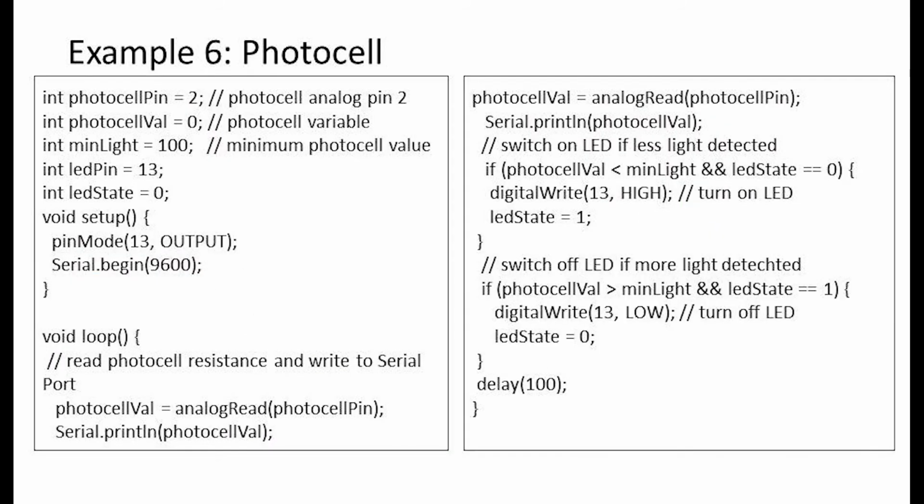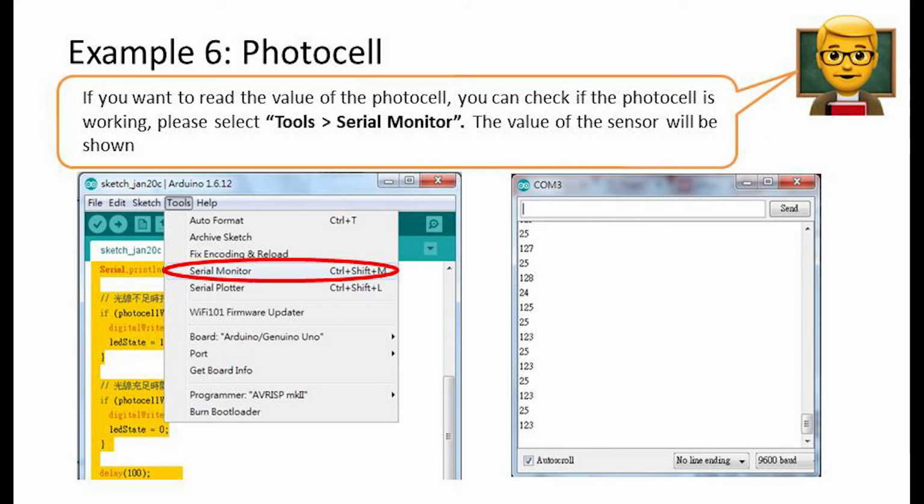The code here is the sketch for example 6. From the code, we can see that the analog pin A2 is used to read the voltage from the photocell, meaning it's reading the resistance from the photocell, while the digital pin D13 is used to turn the LED on or off in different situations. The photocell therefore acts as an analog input.